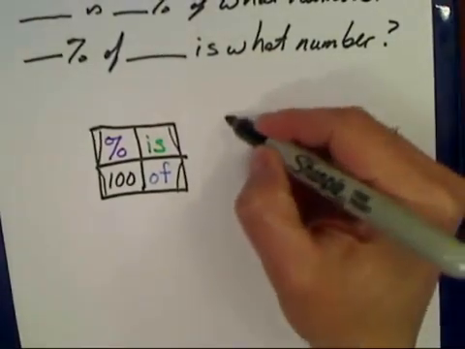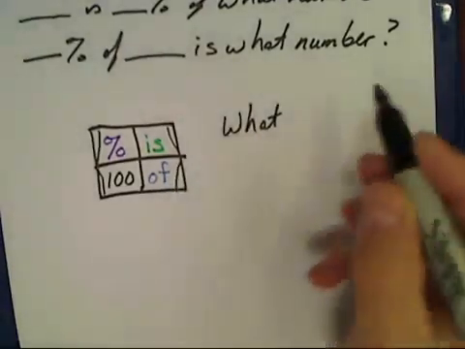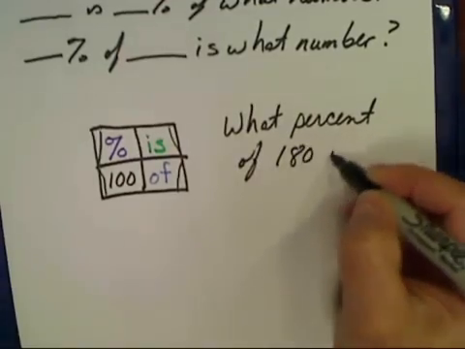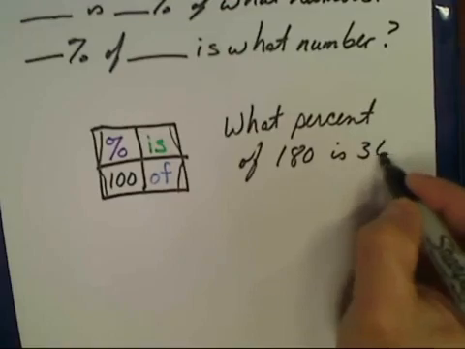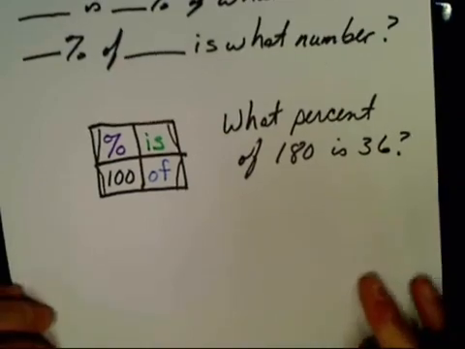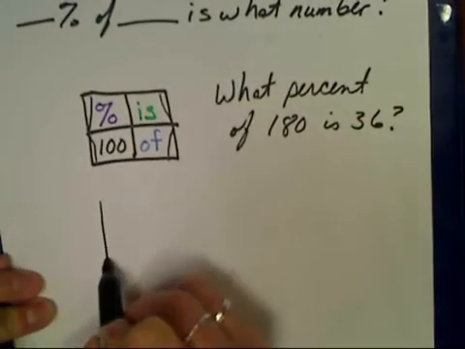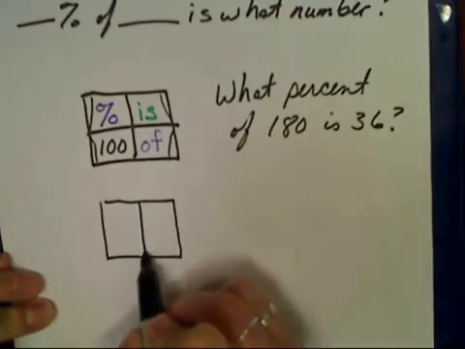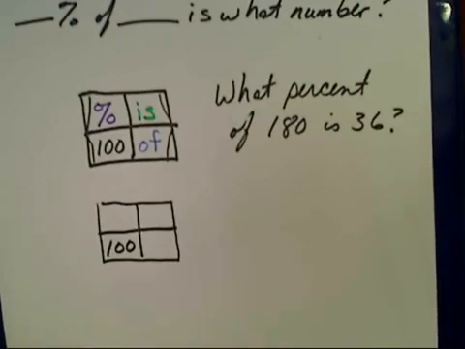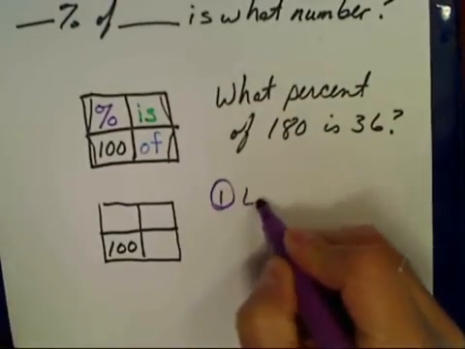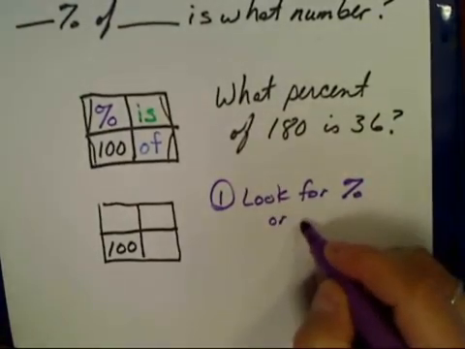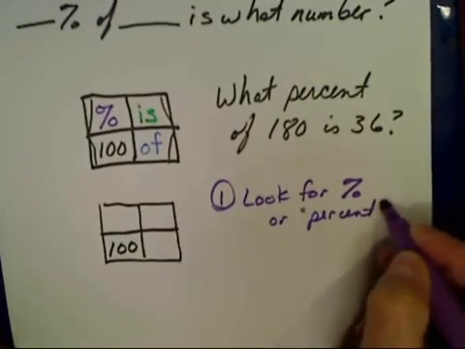So if I give you the example that says, what percent of 180 is 36? Okay. In order to simplify the box, I have to translate my sentence. This is the order that I translate the sentence. The first thing I always look for is the percent symbol, or the word percent. It's the easiest to identify.